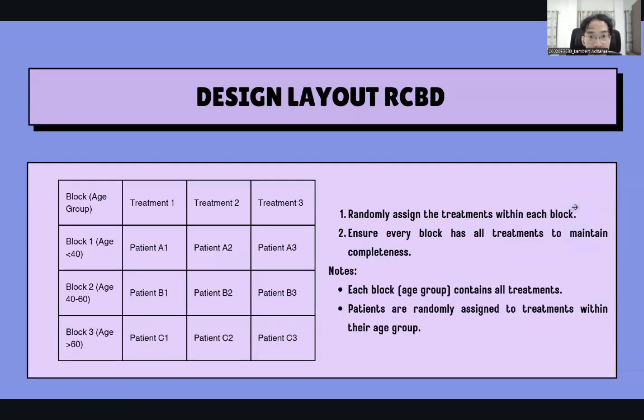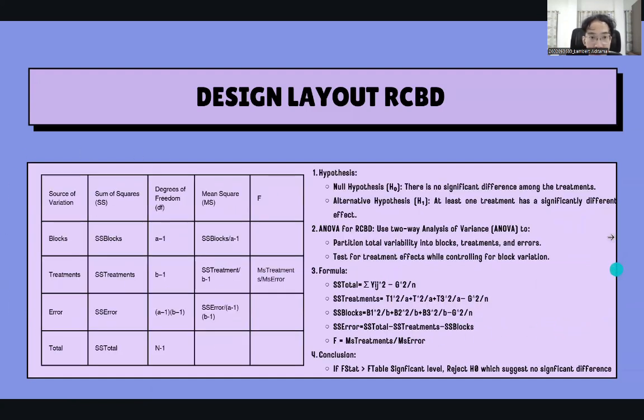We have the design layout of RCBD. First of all, we randomly assign the treatments within each block, then ensure every block has all the treatments to maintain completeness. Then each group contains all the treatments, and patients are randomly assigned to treatments within their age groups. We can see it right here.